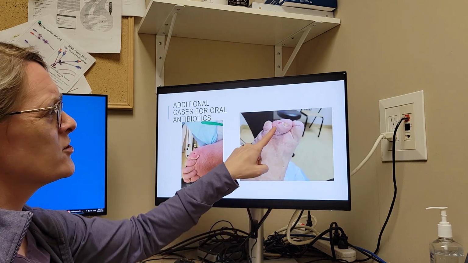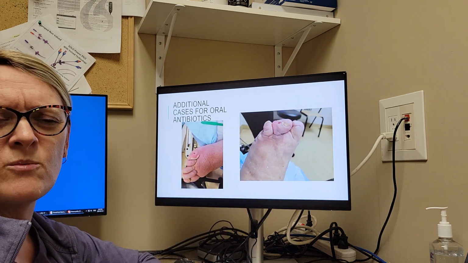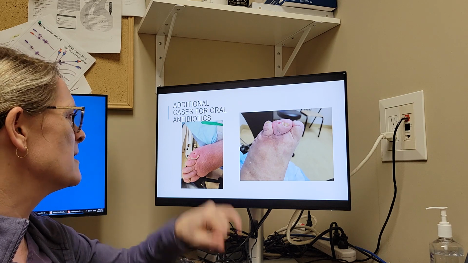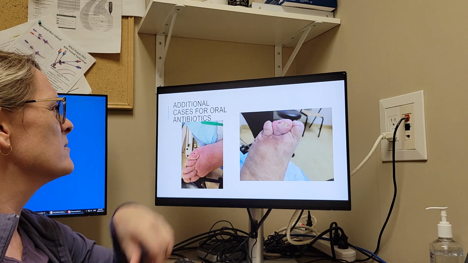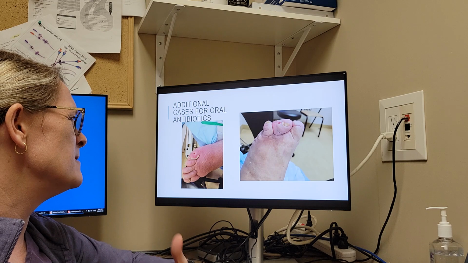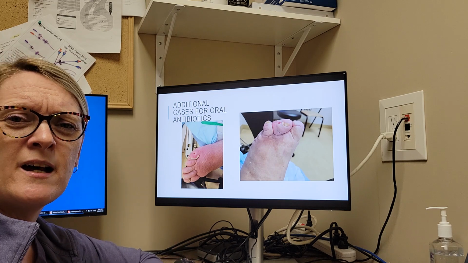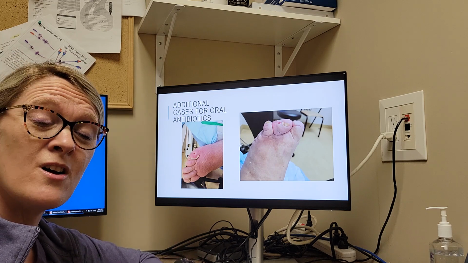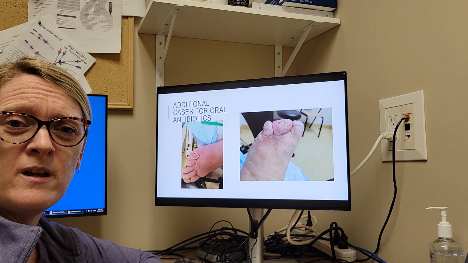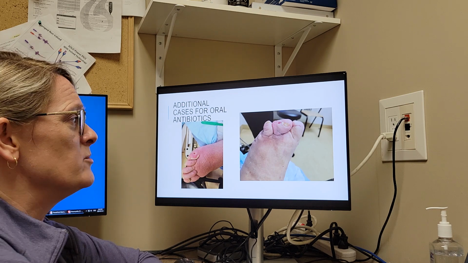So again, these are other toes. Even when you have a slight wound, these are ones that, yes, we still would be using Septra. Same with this one here, because we do have that edema and that change in it, and whether there are erosive changes or not, we are opting for the oral Septra route.